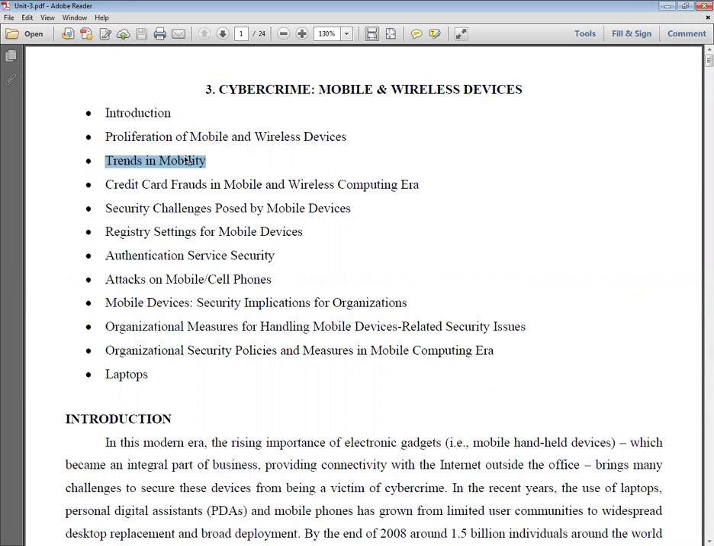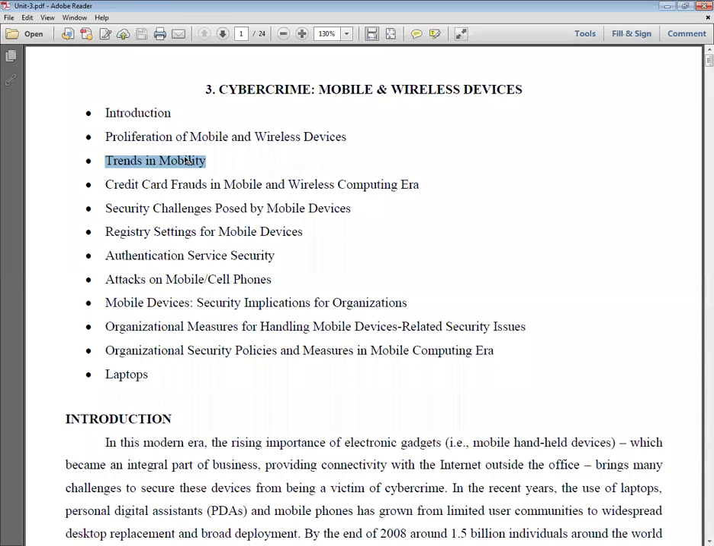And the next topic is security challenges posed by mobile devices. In the first four topics, what we are discussing is the introduction to mobile and wireless devices, then the rapid increase of mobile and wireless devices and the trends available in that. After the trends, we will learn what credit card frauds are done on mobile devices. And the next topic is security challenges posed by mobile devices. What challenges are given by mobile devices will be discussed in the fifth topic.